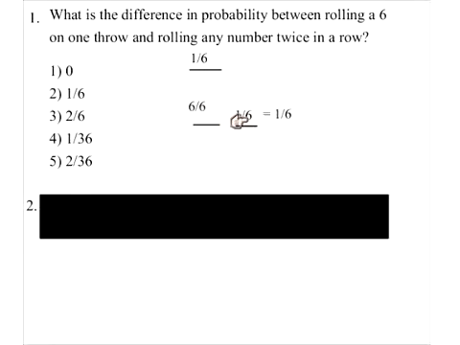So if it's a 2, I need to roll a 2 the second time. If it's a 3, I need to roll a 3 the second time. And that's 1 out of 6. Here, we multiply when we need all of the things to happen.